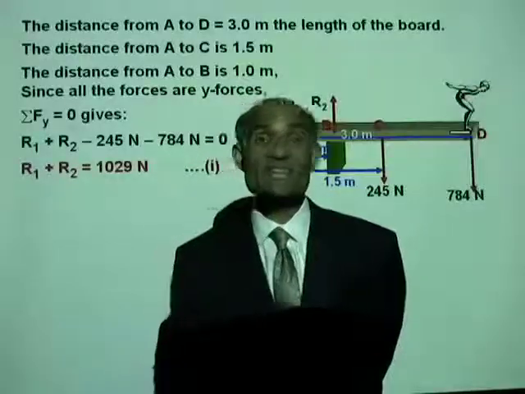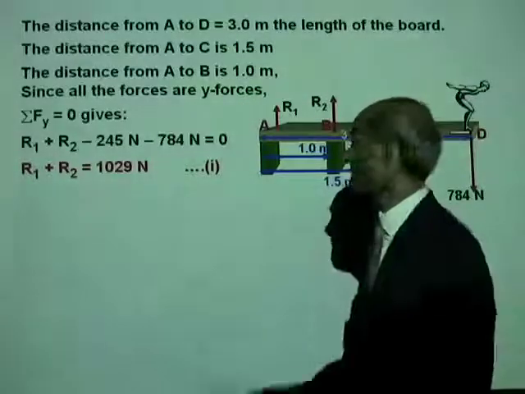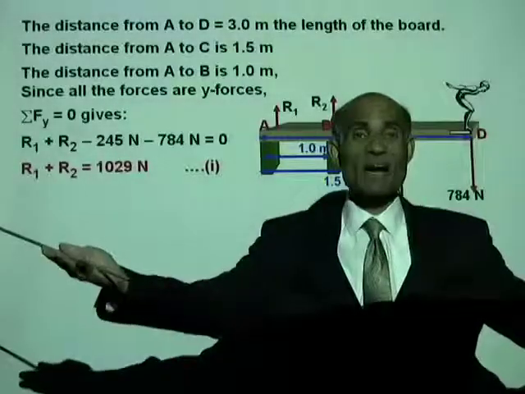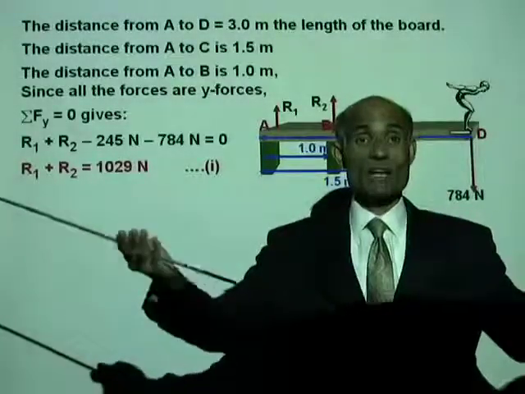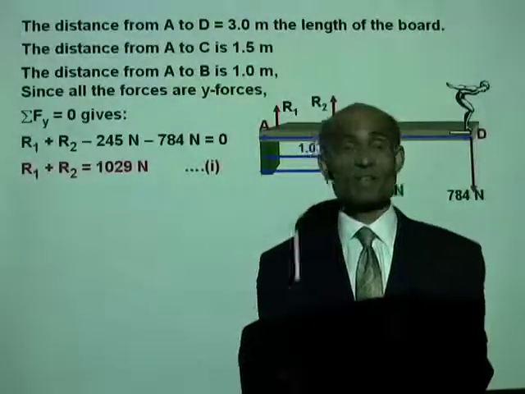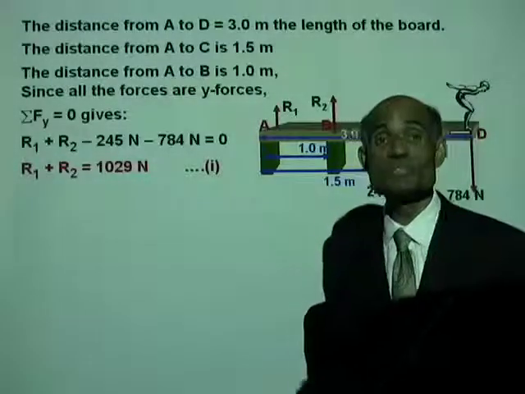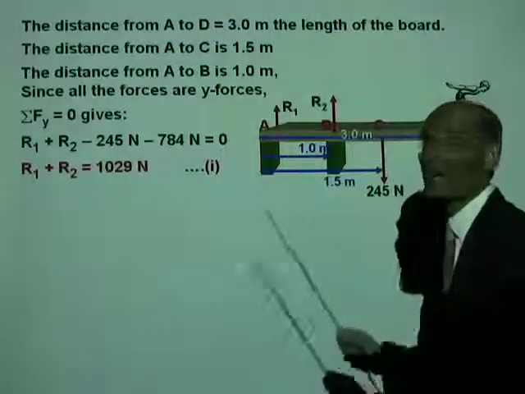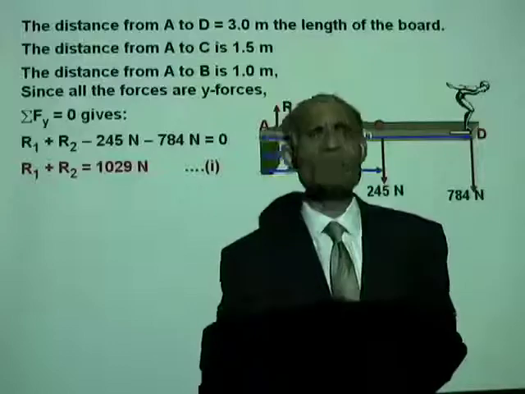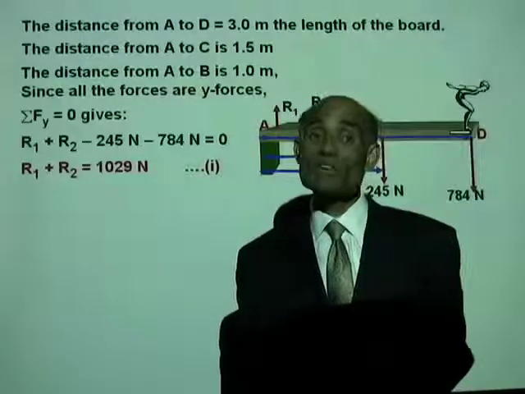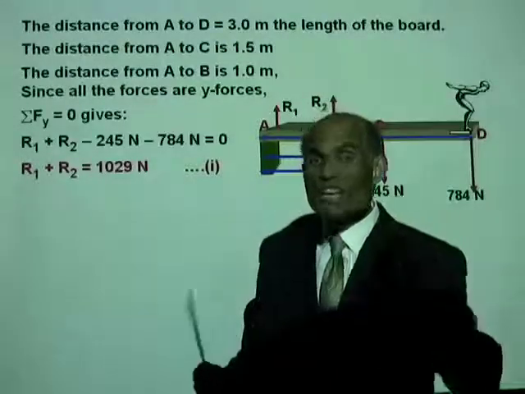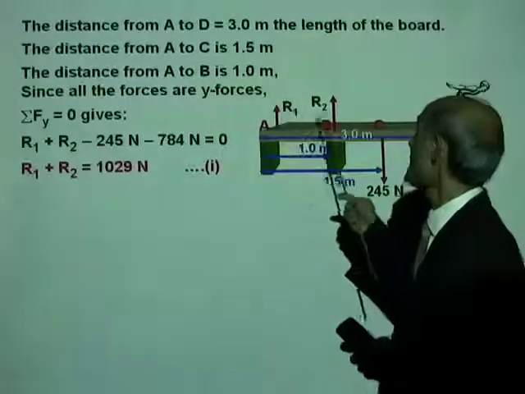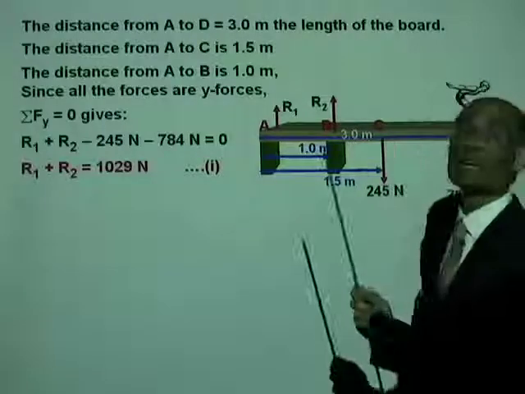Now, where is that second equation going to come from? We used the y forces. Are there any x forces on the diving board? No, there are no forces in the x direction. So now what we need to do is take the torques of all these forces about any convenient point. Means about any convenient axis that passes through any of these points, A, B, C, or D.